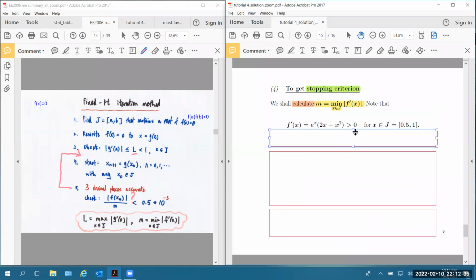Let's go and differentiate. Okay, differentiate, we get something like that. Well, it's positive, so the absolute value is also this one. We want to minimize. So what do you think? You look at your function here. Do you think it's increasing or decreasing with x?